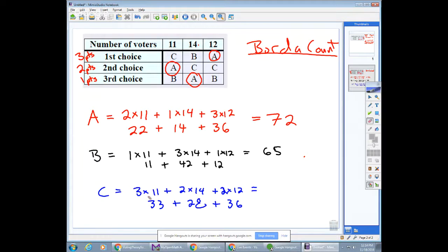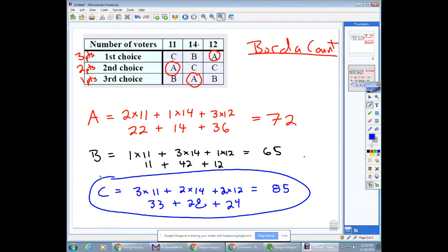So let's see, we have, where did I go wrong? C should be 2 times 14. Oh, I did 3 times 12 by mistake. Oops. I can't multiply. 24. Okay, that looks better. So we got 20, 40, 50, 60, 70, 81, and 4 is 85. Yep, nice job. All right, so it looks like C is the Borda count winner.